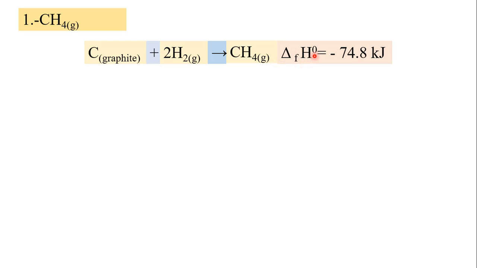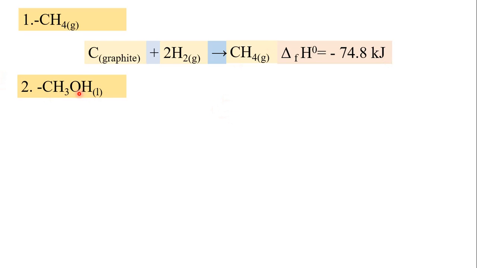So here carbon in graphite form, we have to write plus hydrogen. 4 hydrogens are there, so we have to take 2 H2 gas, which gives you 1 mole of methane. So this is the equation for formation of 1 mole of methane gas, and during this, delta Hf is minus 74.8 kilojoules. Now see another example, methyl alcohol.